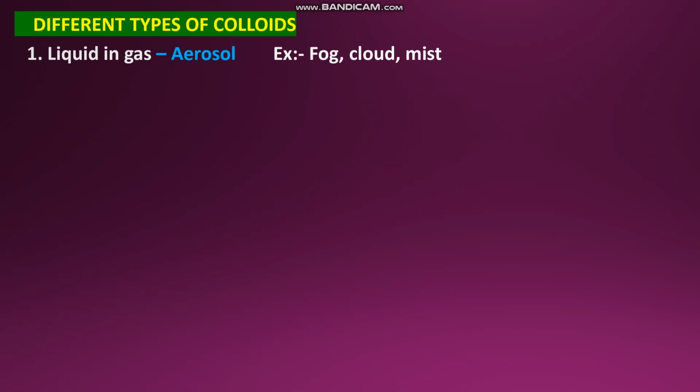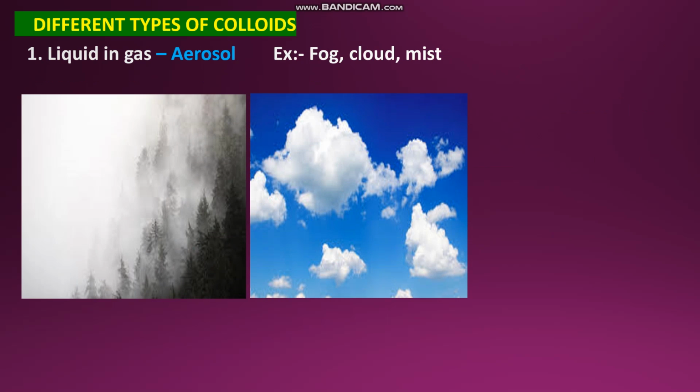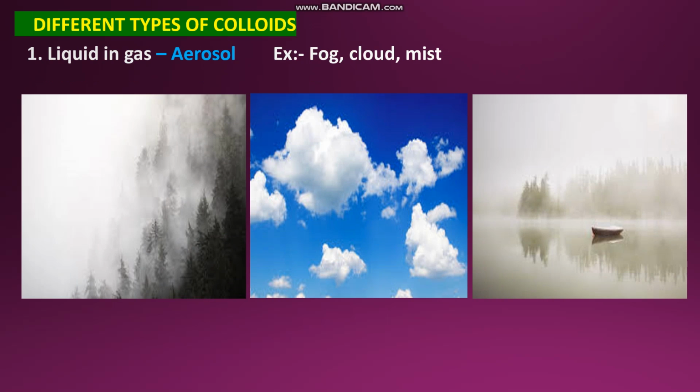So liquid in gas, that means here the dispersed phase is liquid. The liquid particles are dispersed in the gaseous medium. Dispersion medium is gas. Such type of colloids are called aerosols. And the examples for these aerosols are fog, cloud and mist. Fog and mist are almost the same, but fog means we can see within 1000 meter. Mist means we can see from far, farther than 1000 meter also. Almost both are same.